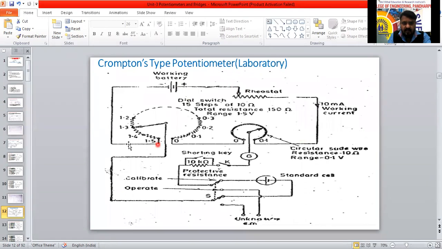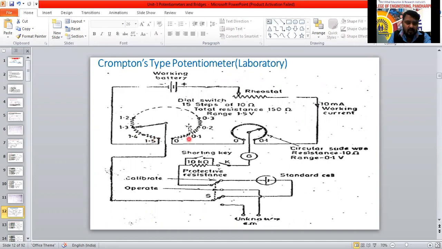Instead of a straight line sliding conductor, we have used here, see here, different resistance values, one dial step switch. Each point here, 0 to 0.1 voltage, 10 ohm resistance is there. 0.1 to 0.2, 10 ohm resistance is there. So it is total 0 to 1.5, which means 15 steps we are using, 15 dial steps. Each step has 10 ohm resistance.